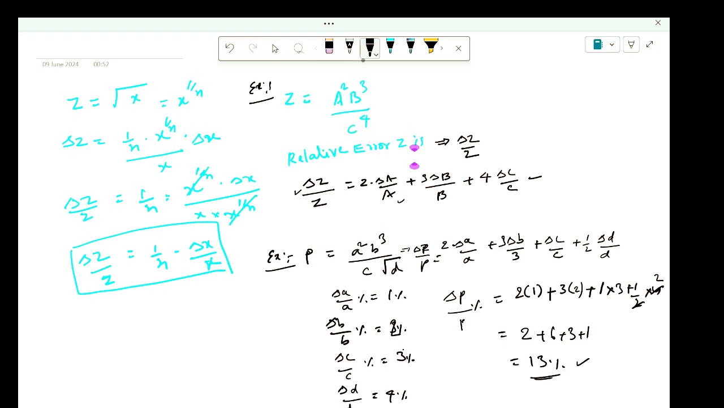So this is an example of finding the errors in multiplication and division, addition, subtraction, power of n and 1 by n. So thank you.